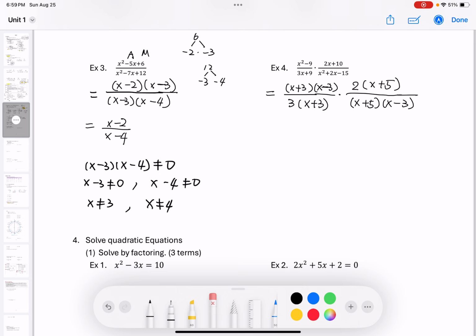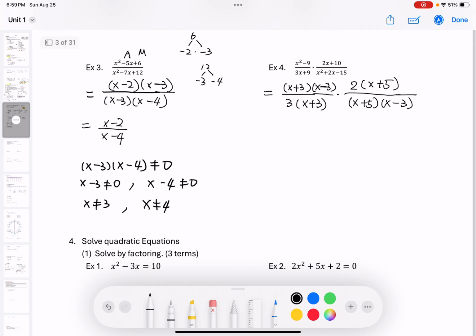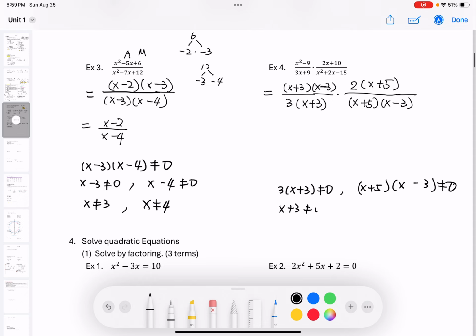Okay, so before we move on, we can find the restrictions because we have a lot of bottoms. All of the bottoms are not 0. So 3 times (x plus 3) is not 0, and (x plus 5) times (x minus 3) is not 0. So x plus 3 is not 0, x is not equal to -3. And x plus 5 is not equal to 0, and x minus 3 is not equal to 0. X is not equal to -5, and x is not equal to 3.